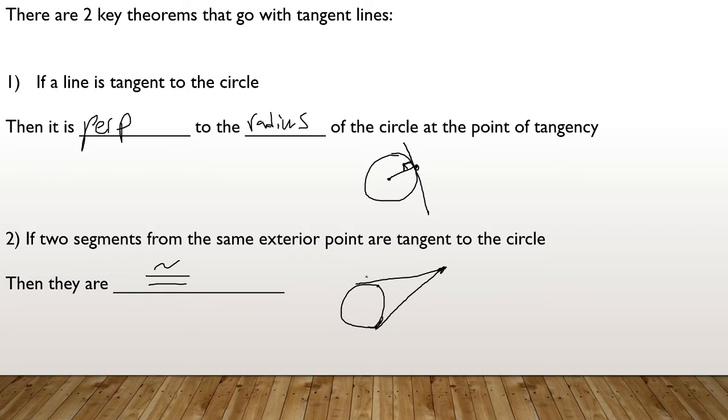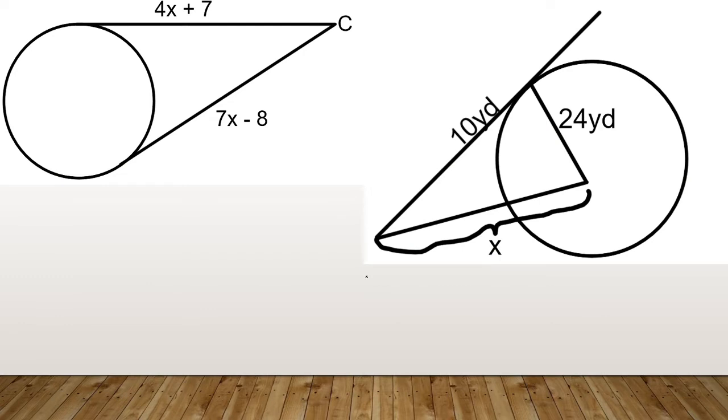So using these two theorems, we're going to solve some problems. First, we're going to start with the basic ones, which are just straight applications. Like in the first one there, how do we figure out how big each segment is? Well, we just said that if two lines come from the same point and are tangent to the circle, that means they're going to be congruent to each other. So we're going to do just that.